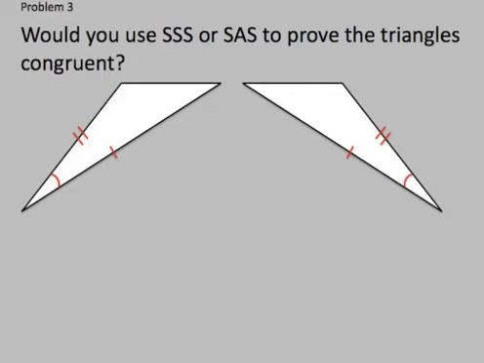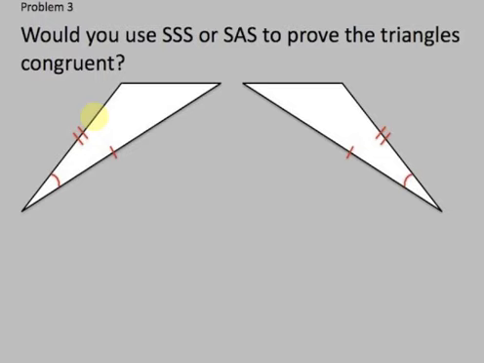So let's look at some fun problems. This is problem number 3. And it just simply wants to know, would you use side, side, side, or side, angle, side to prove the triangles congruent? Well, since we have two pairs of corresponding sides, we have this side over here and this side over here, they're congruent, and this side over here with double congruence markings and this side over here with the same thing, those two sides are congruent.